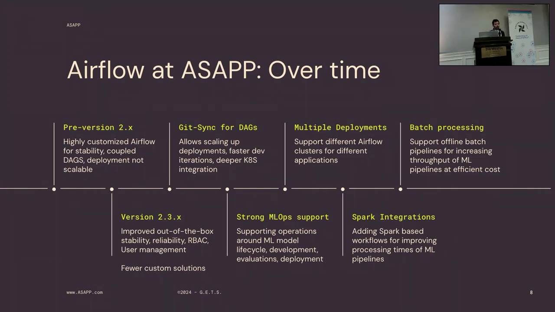When we upgraded, it was obviously a shock. It was like an upgrade to our operating system. But 2.3x, we really liked it. Everything worked super cleanly out of the box. There were still some custom solutions we had to build, but that was more about the infrastructure we're running on, which is Kubernetes.